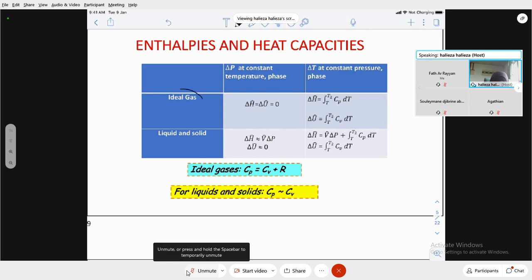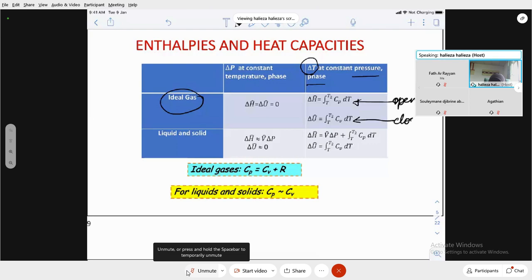If you're dealing with ideal gas, we're going to assume ideal gas. You're going to deal with a temperature that is above 0 degrees Celsius, a pressure that is not too high, then you can assume ideal gas. So if you're looking at ideal gas, the enthalpy when there is a change in temperature at constant pressure, constant phase, you will calculate your enthalpy using that formula, the integration of Cp with respect to temperature. This is an open system. This is a closed system.